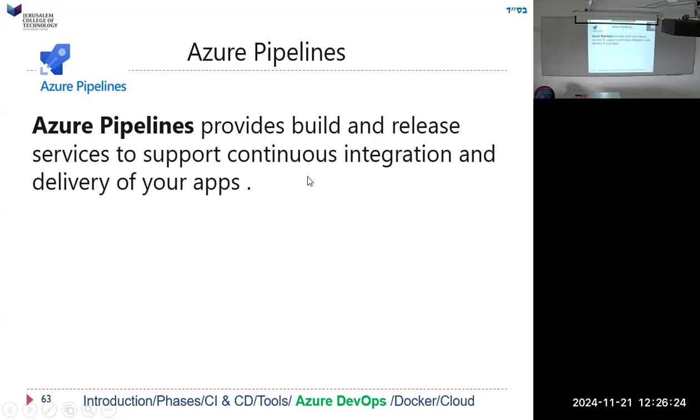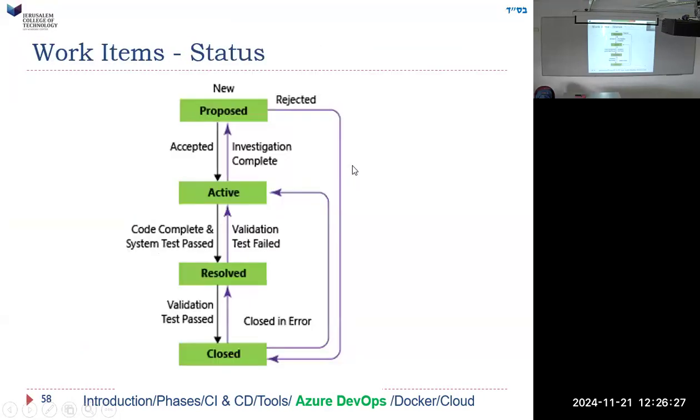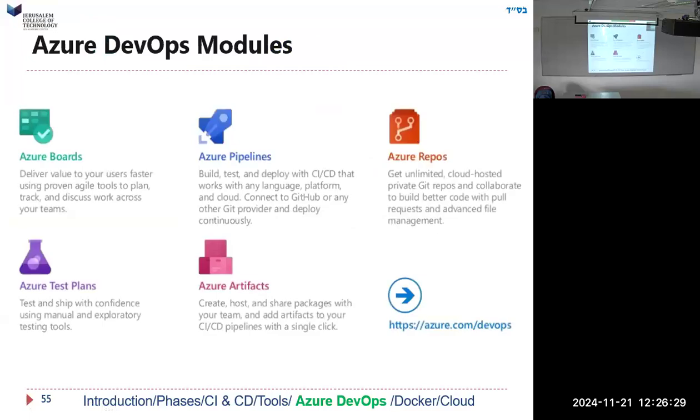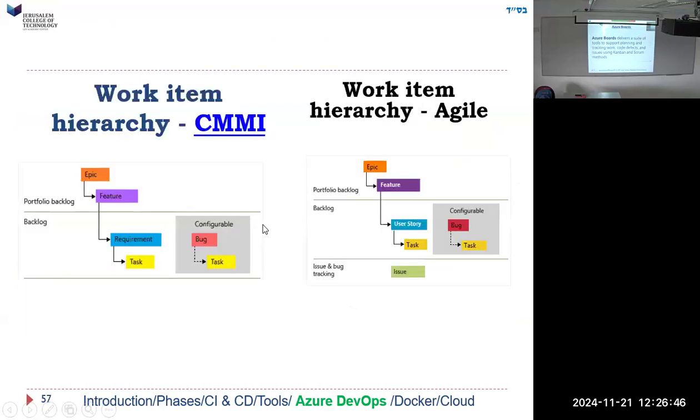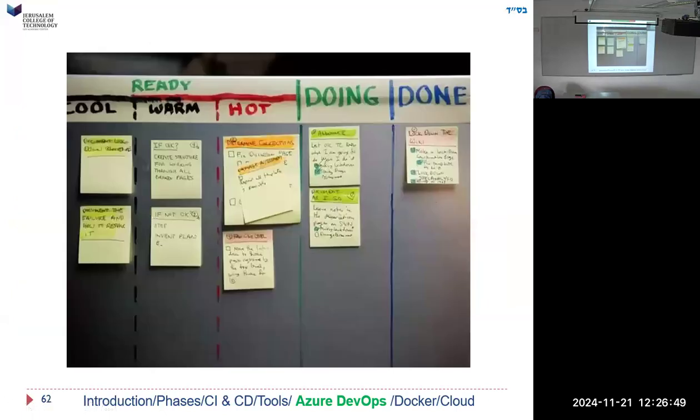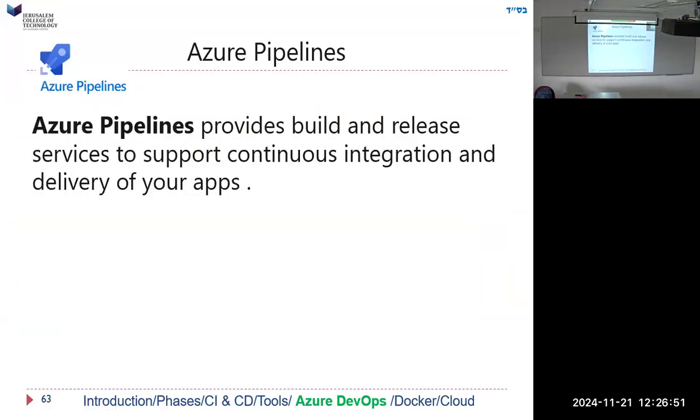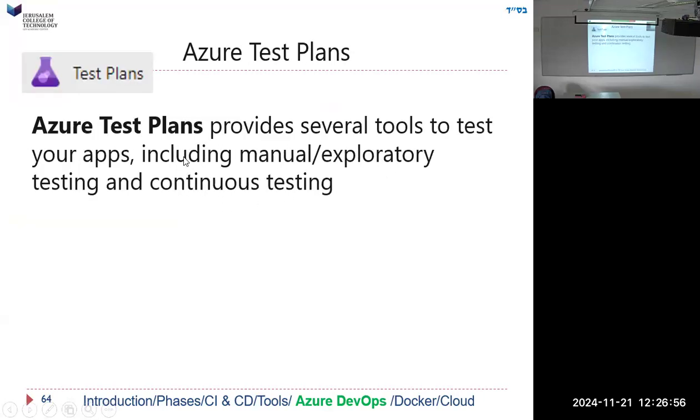Azure pipelines provide build and release, so do we have that before? Azure pipelines, see here, we just did boards. That was boards. Azure pipelines, build, test, and deploy with continuous integration, continuous deployment that works with any language platform, connected to a GitHub or any other Git provider. So here, let's see what this is. Azure pipelines provides build and release services to support continuous integration and delivery of your apps. Azure test plans provides several tools to test your application.